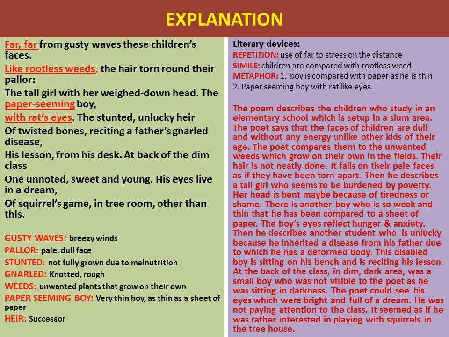Let's check the explanation, children. The poem describes the children who study in an elementary school, which is set up in a slum area. So you can understand after reading the first stanza that the first stanza is giving a description of the students who are there in the classroom. How those students look. The poet says that the faces of children are dull and without any energy, unlike other kids of their age. The poet compares them to the unwanted weeds which grow on their own in the field.